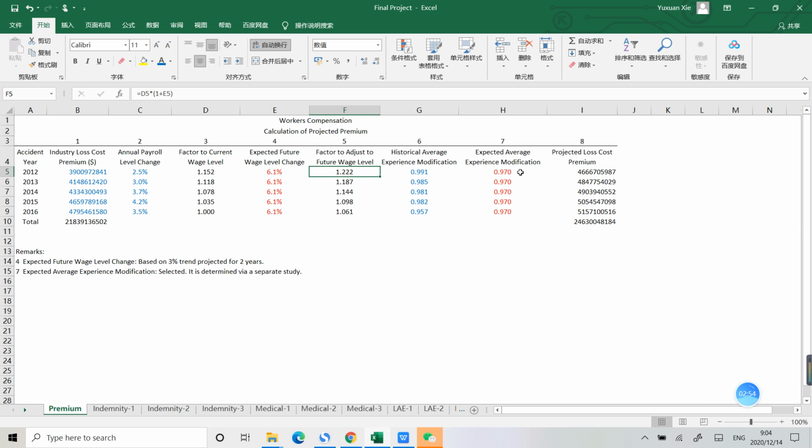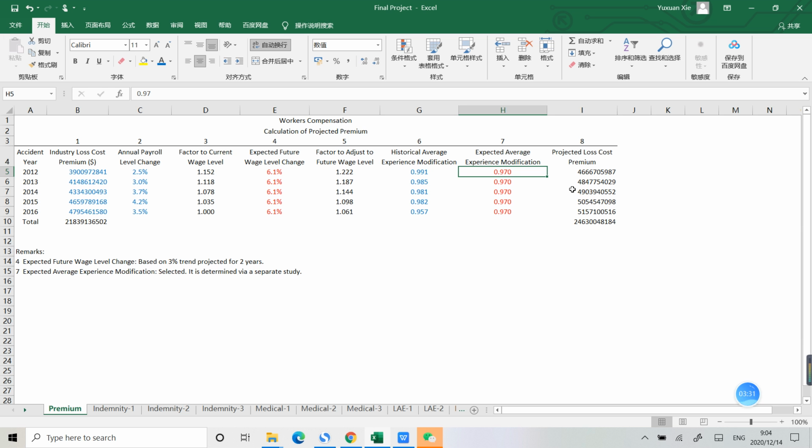And column 7 is the expected average experience modification. It shows the experience modification factor expected during the project period. These factors are determined via a separate study. So I choose 0.97.